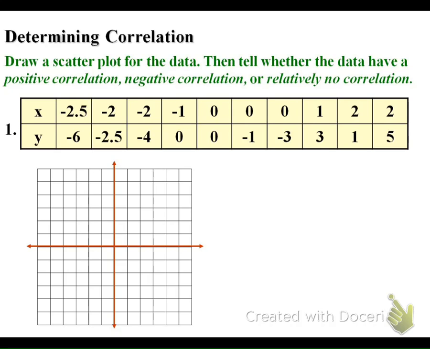All right, here is our first example for today. So they give us a bunch of ordered pairs. The directions say to graph the scatter plot and then say if it's a positive correlation, negative correlation, or no correlation. So I am going to start graphing those points. I'm not going to talk too much about graphing points. I know you guys are pretty good at that.